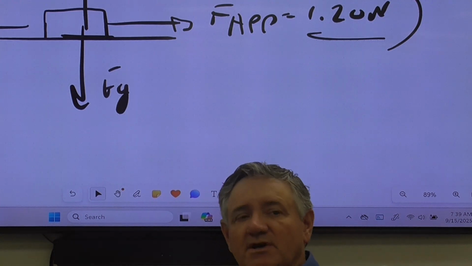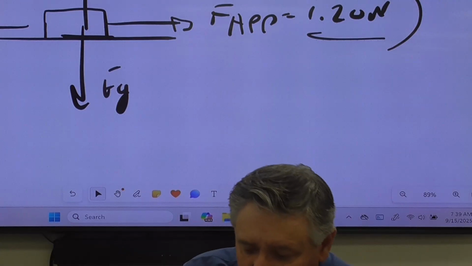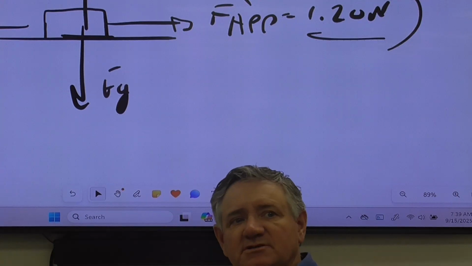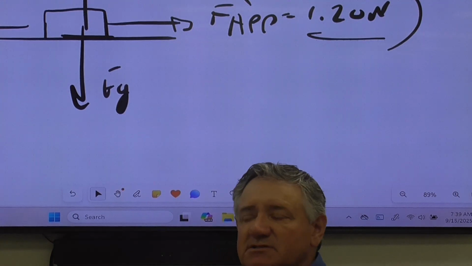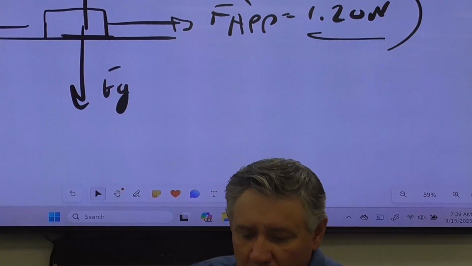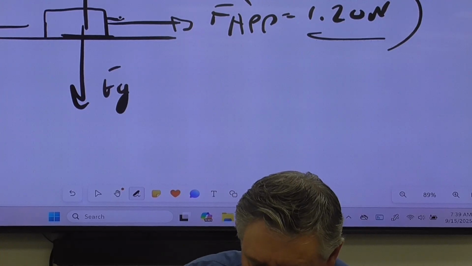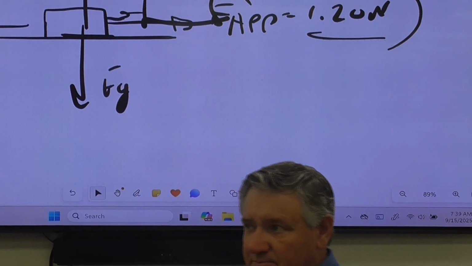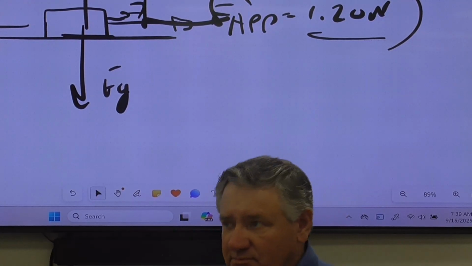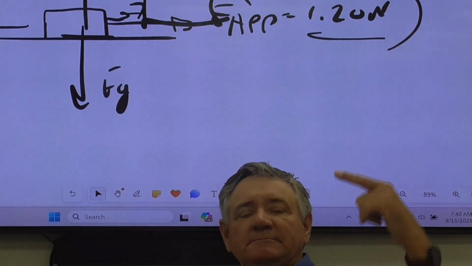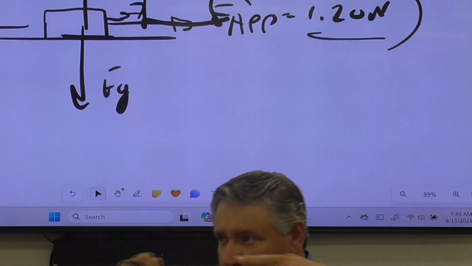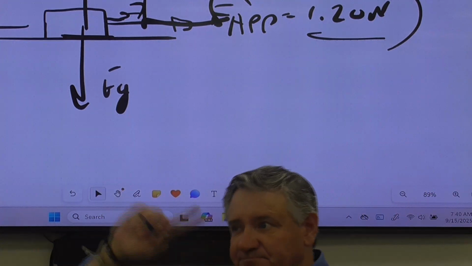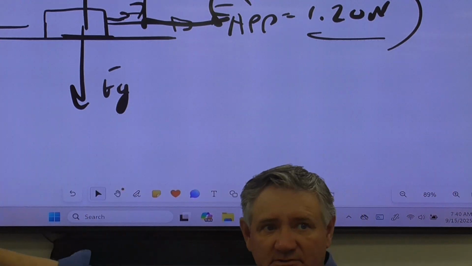Now, let's also get rid of another misconception. This is not Newton's third law that says for every action there is an equal and opposite reaction. This is not Newton's third law. Newton's third law occurs where you have that hook and then you have the Newton scale when you're pulling it. That's Newton's third law. That's where you're pulling on the block and the block is pulling back on you. The force friction and the force applied are not Newton's third law.